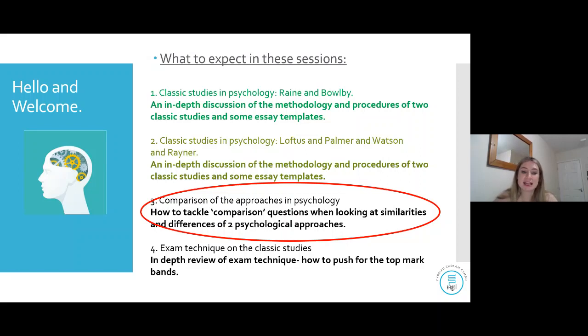And then the session 4 is going to be exam technique on these classic studies. So some revision techniques, how to push for the top mark bands, and I'm also going to show you some example answers there, and we can go through a really good example of a written answer for this.